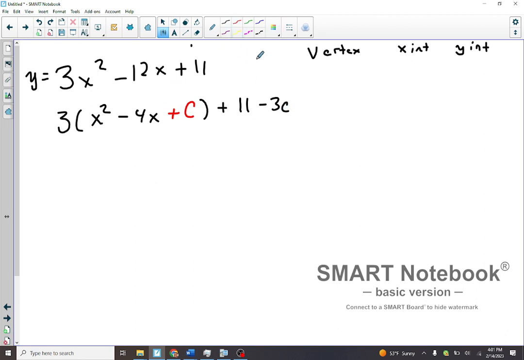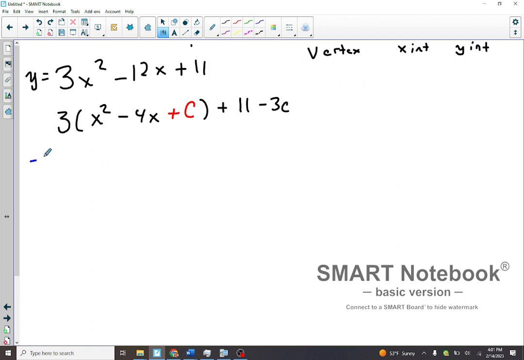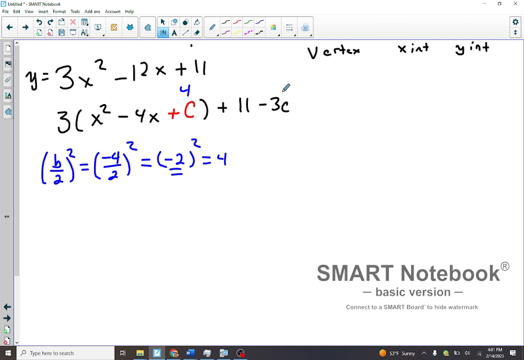So now you would find C. To find C, you always do B over 2 squared. Right? Yes, B over 2 squared. So now the B value is negative 4. So negative 2 squared. Pay attention to that negative 2. So that's going to be a positive 4, which means a positive 4 here, which means I'm going to plug in a positive 4 over here also.